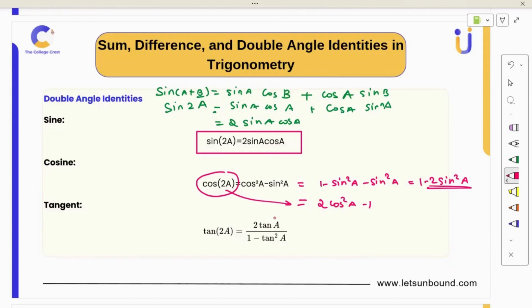And tan 2A, same thing. In the tan A plus B formula, you put B equal to A and you will get this, right? Tan A plus tan A will become 2 tan A, and 1 minus tan A times tan A will become tan squared A, right? So this is a review. So I'm giving you a quick idea how these formulas work and how we can connect each other. Do pause the video and observe the things I said and try to connect them, right?